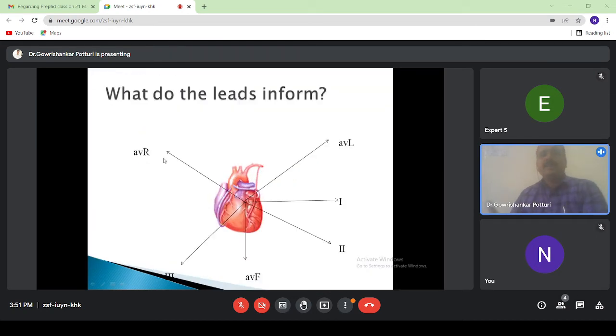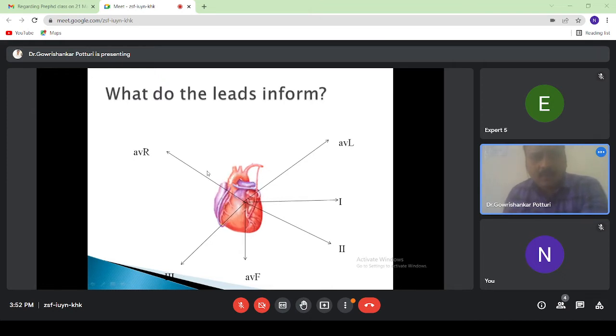Now, what do the leads tell us? In this diagram, I have shown you the limb electrodes first. Chest electrodes I have not shown you. In this diagram, I am demonstrating the limb electrodes. In previous slides we have seen we have three unipolar limb electrodes and bipolar limb electrodes. Unipolar limb electrodes are AVR, AVL and AVF, and the bipolar limb electrodes are lead 1, lead 2 and lead 3.